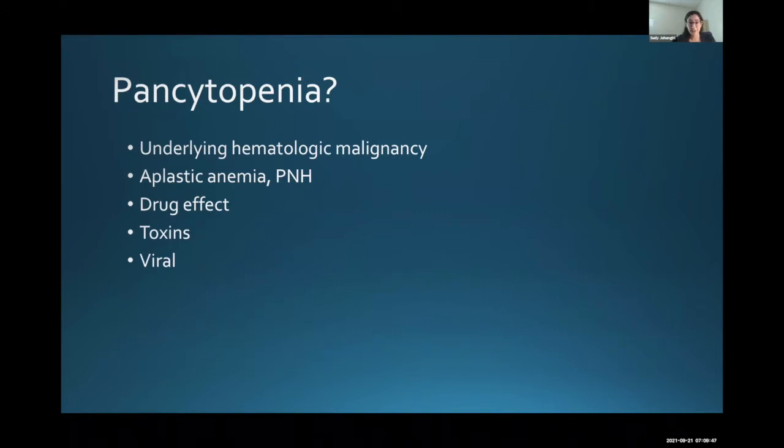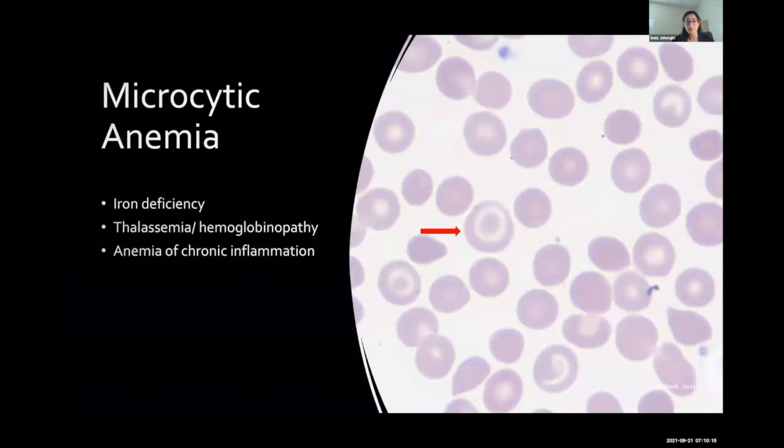Of course, high on everyone's concern is whether or not there's an underlying malignancy. But there are other things too: aplastic anemias, paroxysmal nocturnal hemoglobinuria, drug effect, which can be antibiotics as well as other medications, toxins that cause a suppressive effect on the bone marrow, and viral infections too. With those last three, it's really important to be able to identify the cause. Usually once we withdraw that offending agent, patients will recover.